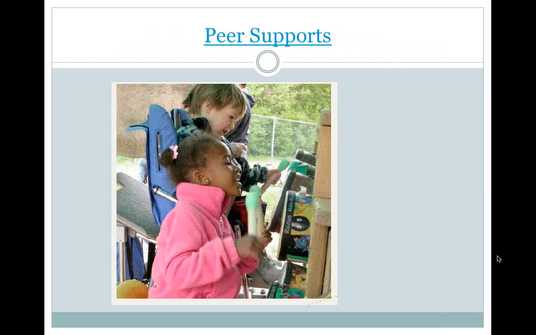I mentioned peer supports, and this is quite simply making judgments about pairing typical peers, specific typical peers, with children with special needs to support their development. And there's a rich body of research with respect to strategies, the use of very basic scripts to help train typically developing peers how to interact with children with disabilities around a specific developmental skill.